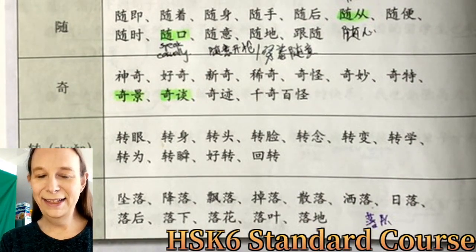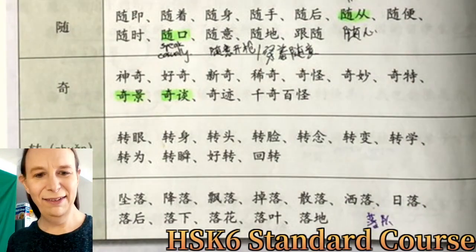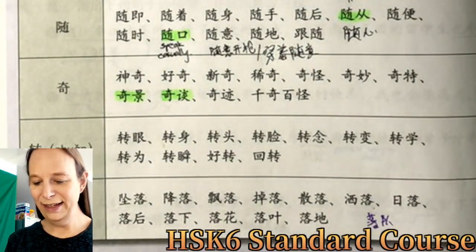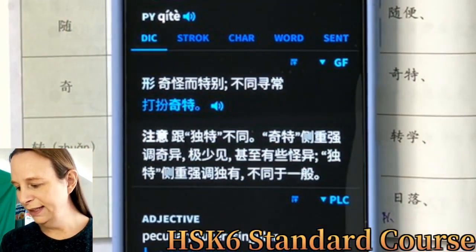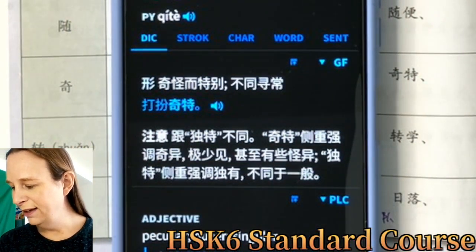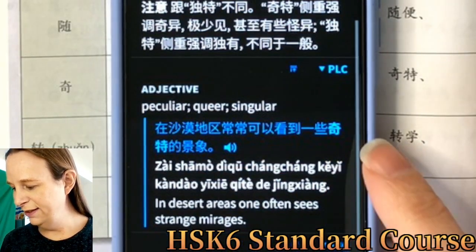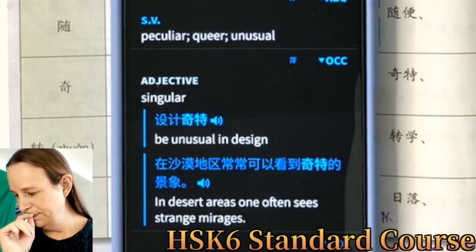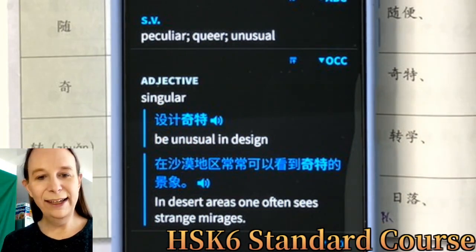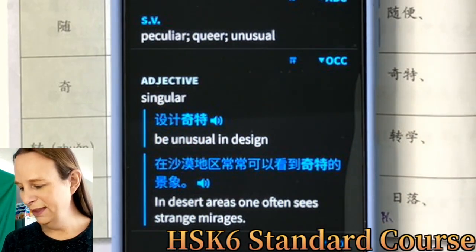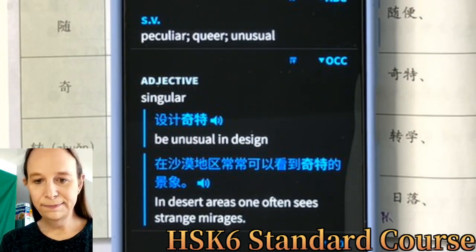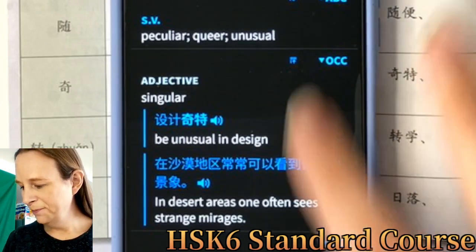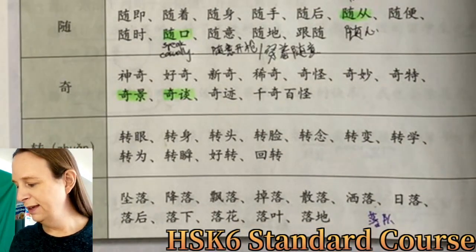Next, 奇特. We encounter this as well. 奇特. So this is 与众不同, right? I don't think it's very negative. 奇怪而特别. I don't know, maybe it is negative. No, more like unique or unusual. 在沙漠地区常常可以看到奇特的景象. Maybe it's neutral. Should we ask ChatGPT?